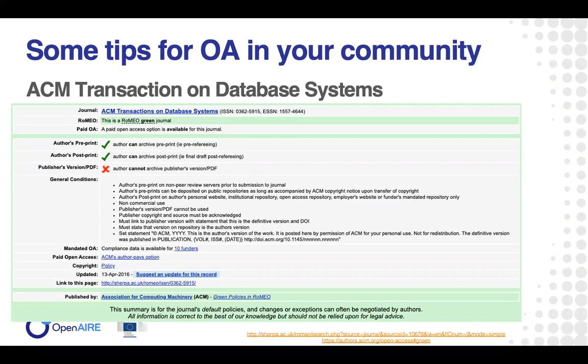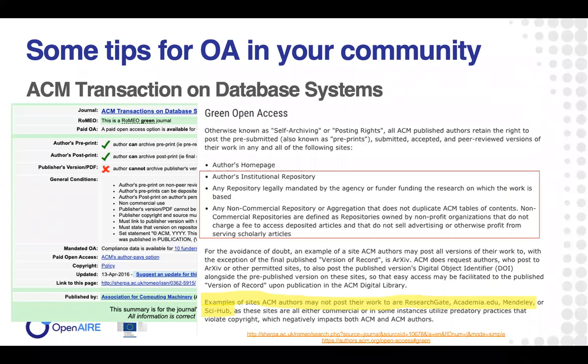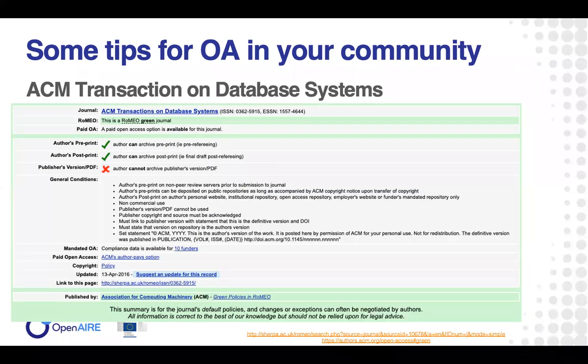So this is a screenshot from the Sherpa Romeo directory. As you can see here, you will find some general conditions for the journals. It tells you whether you can deposit your preprint or postprint and under which conditions. In this case, you can deposit the preprint and postprint, but not the published version.